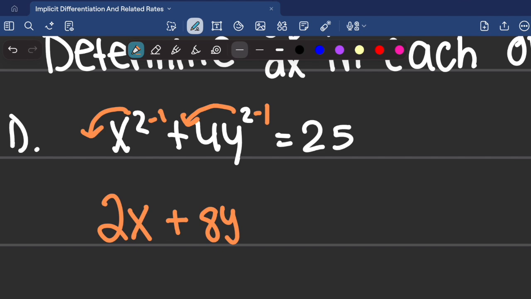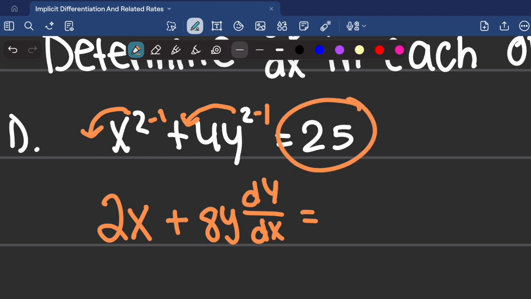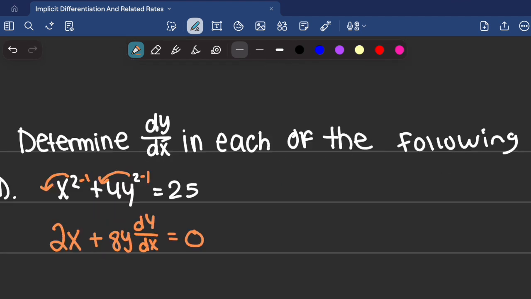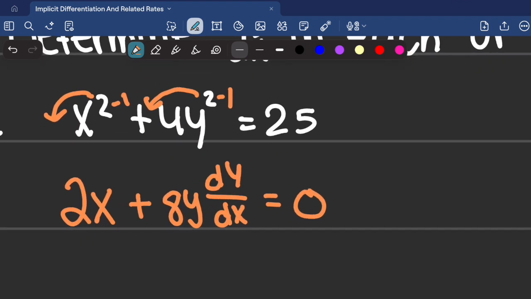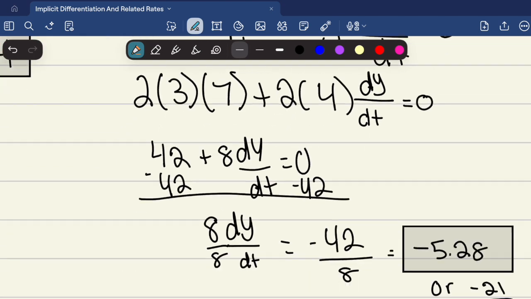Now don't forget that with implicit differentiation, anytime you are taking the derivative of a y value, you have to include dy over dx, which basically means in respect to y. That's essentially what you're saying here. Equals the derivative of 25. And the derivative of any constant is always going to be 0. So this is just 0. So we found the derivative of both sides of the equation.